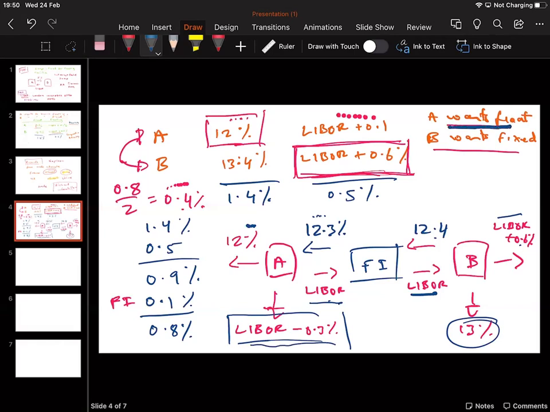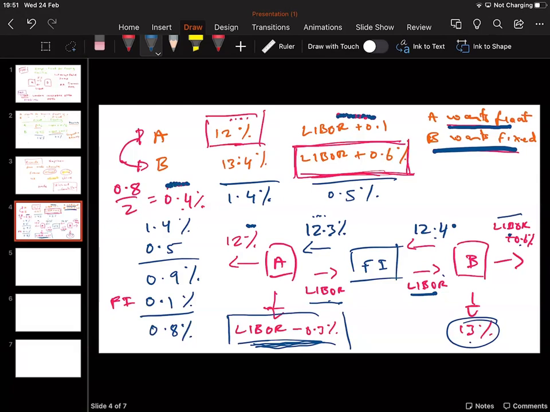And LIBOR minus 0.3, then it's consistent. A wants a floating rate. They're getting a floating rate. They originally would have been offered LIBOR plus 0.1. Now they're getting LIBOR minus 0.3. That's a gain of 0.4. For B, originally we said B wants fixed. Originally they were quoted 13.4. If they were to get the benefit of 0.4, that would bring them down to 13. This combination of the three rates nets to 13%, so that they're benefiting to the tune of 0.4.